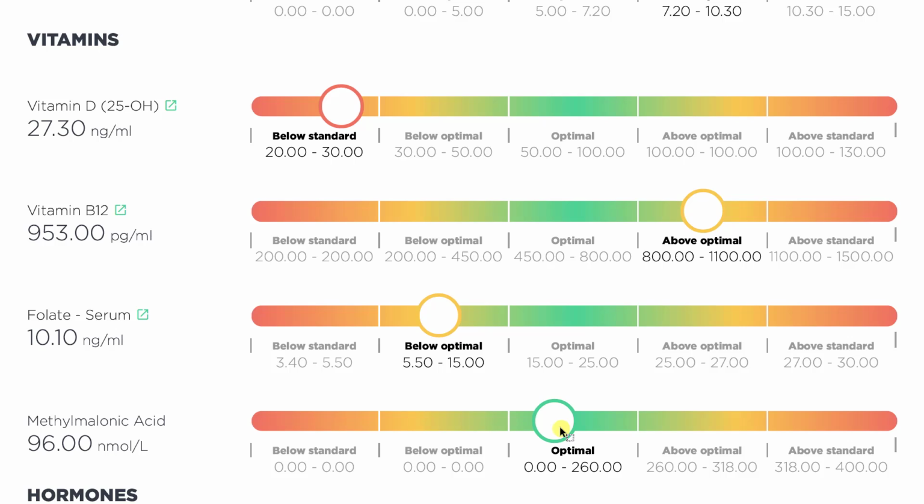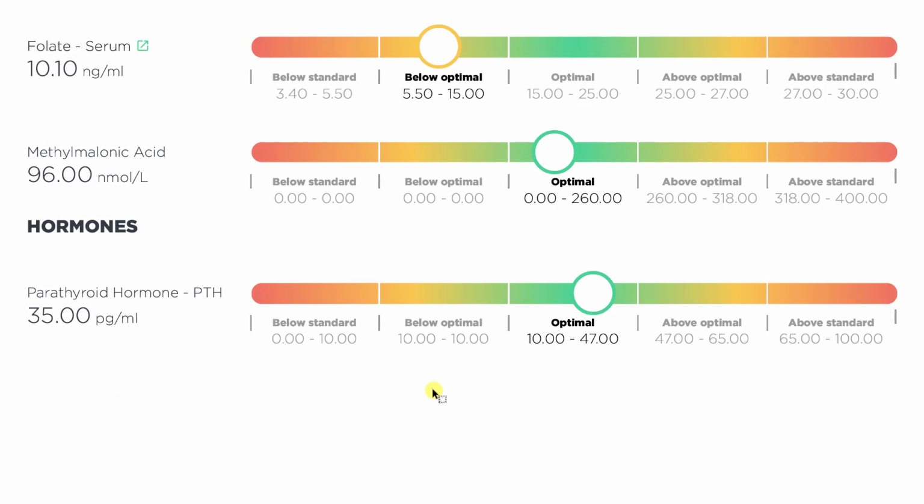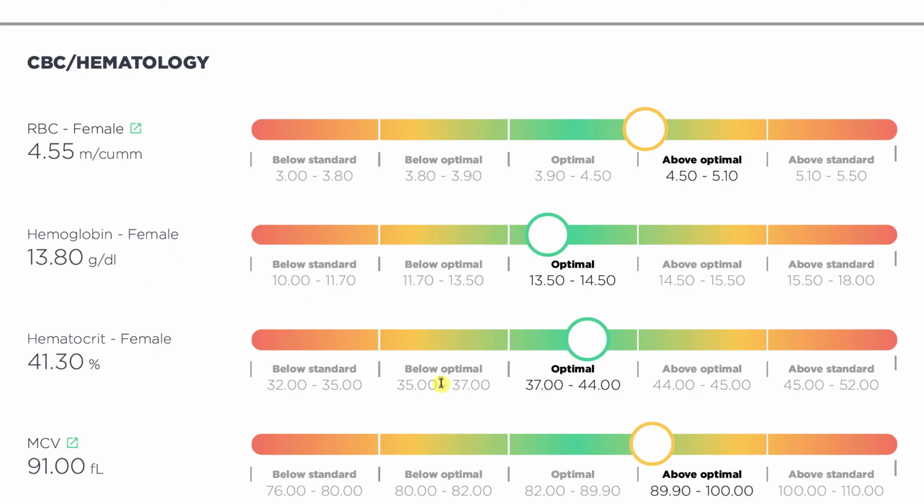You can see this is optimal. So B12, I would say, would be okay, but folate is low. And usually when you have carbohydrate or glucose dysregulation, that also indicates thiamine deficiency. So these are things that we need to, again, continue to work on to try to support your body nutritionally.